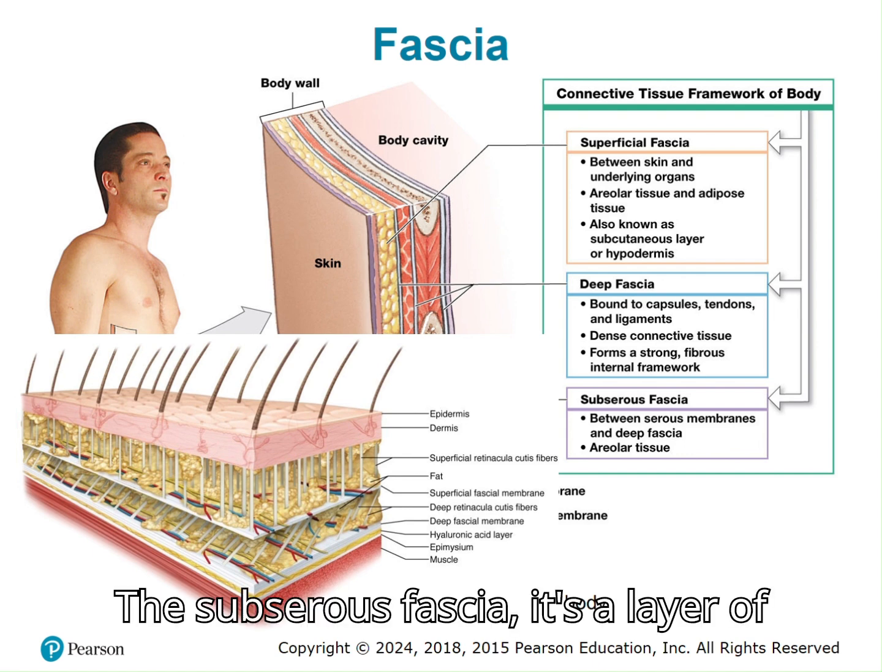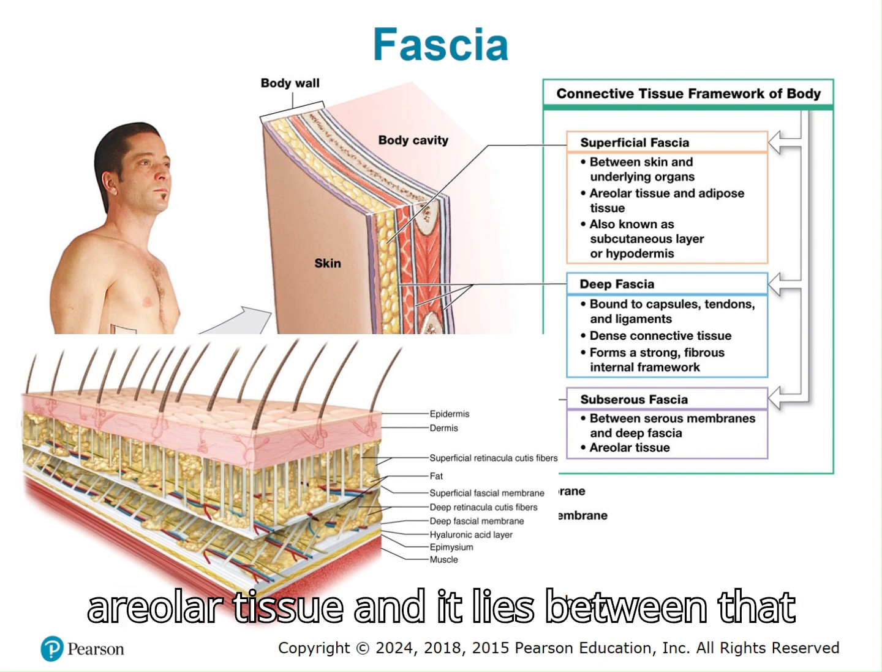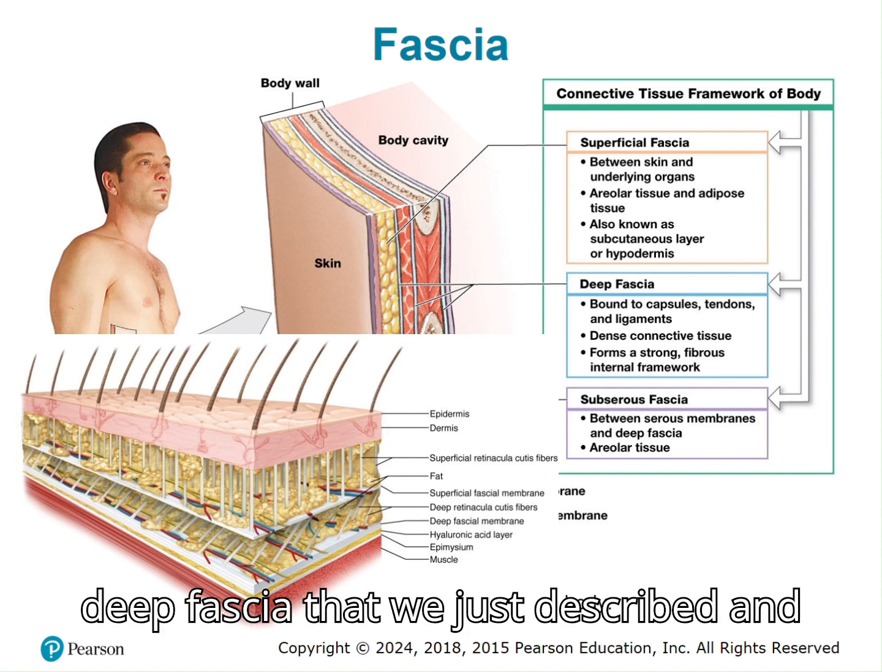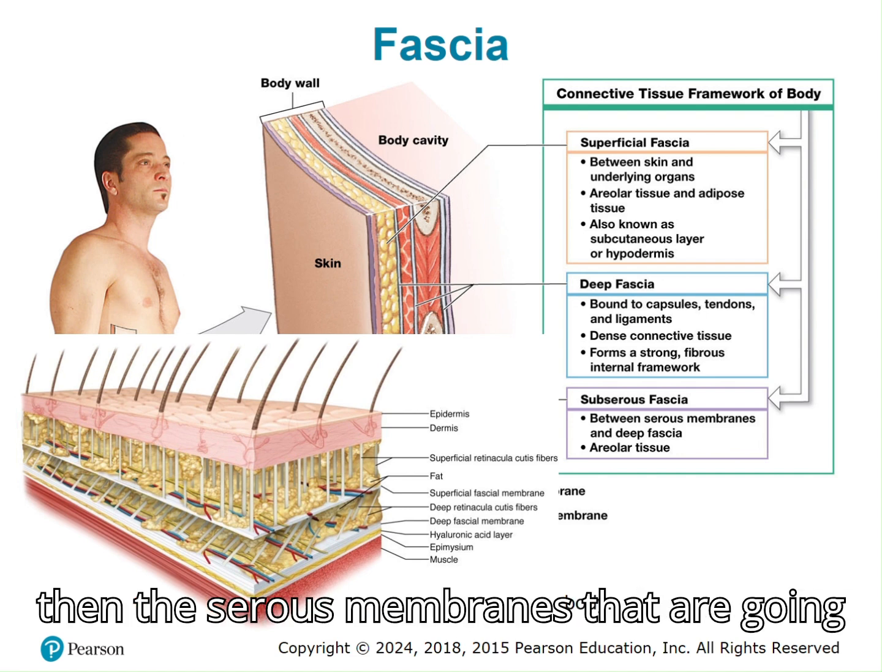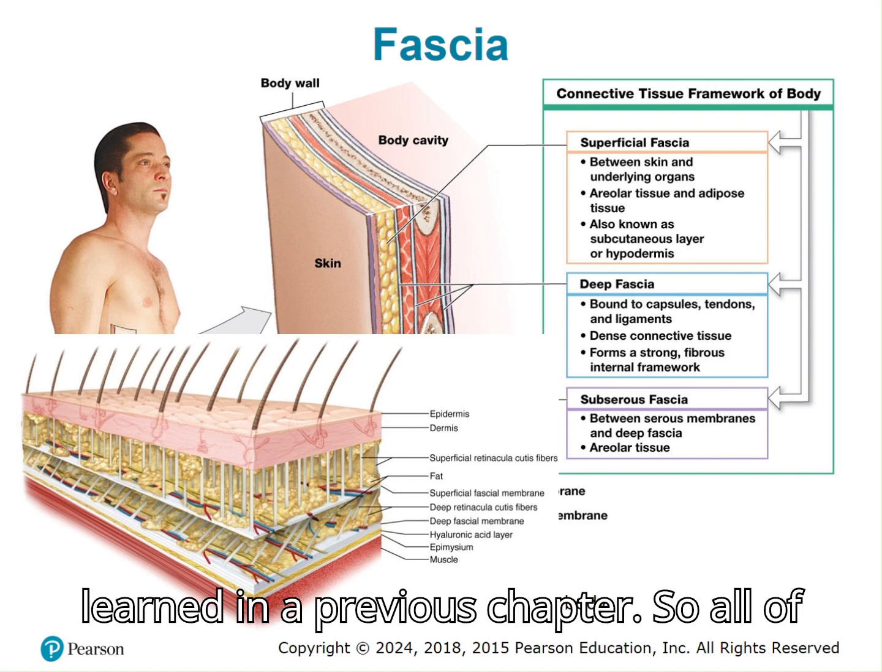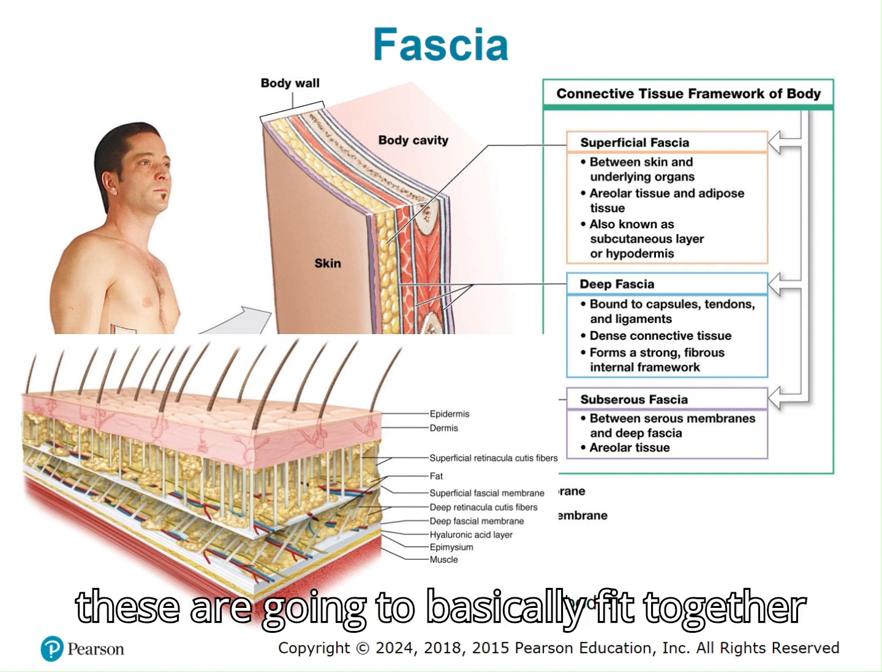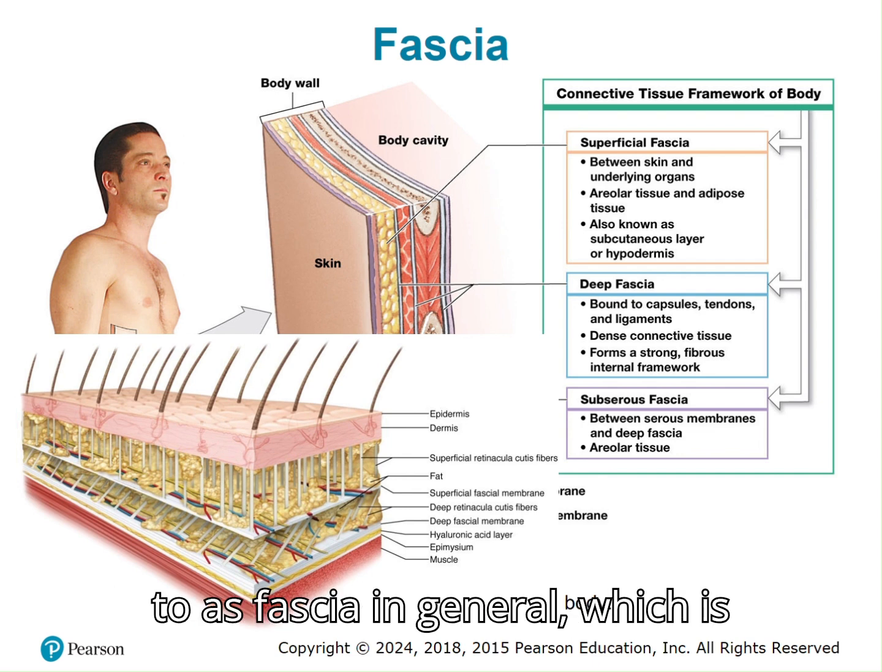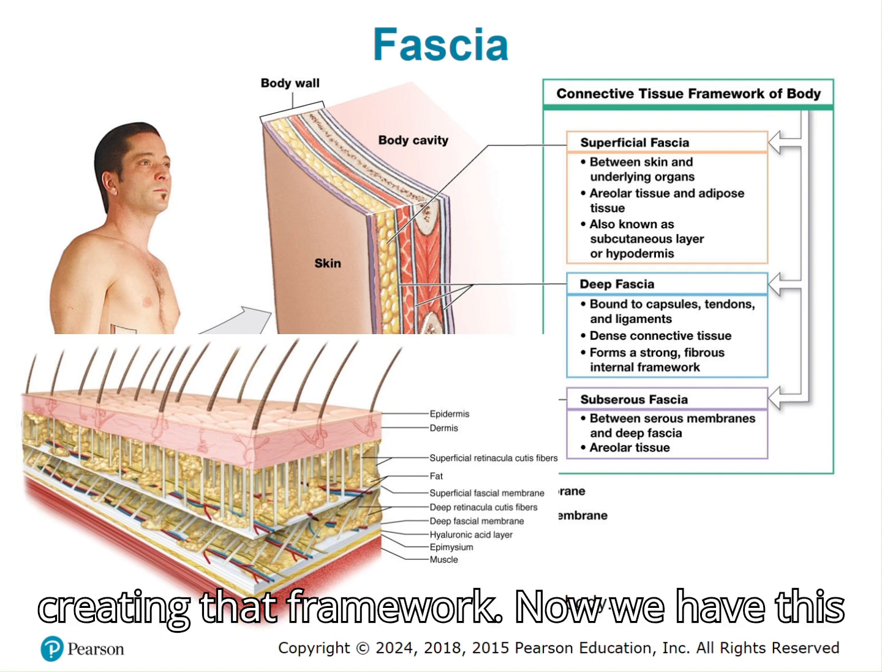The subserous fascia, it's a layer of areolar tissue, and it lies between that deep fascia that we just described and then the serous membranes that are going to be lining the body cavities that we learned in a previous chapter. So all of these are going to basically fit together and work together to create what we refer to as fascia in general, which is creating that framework.